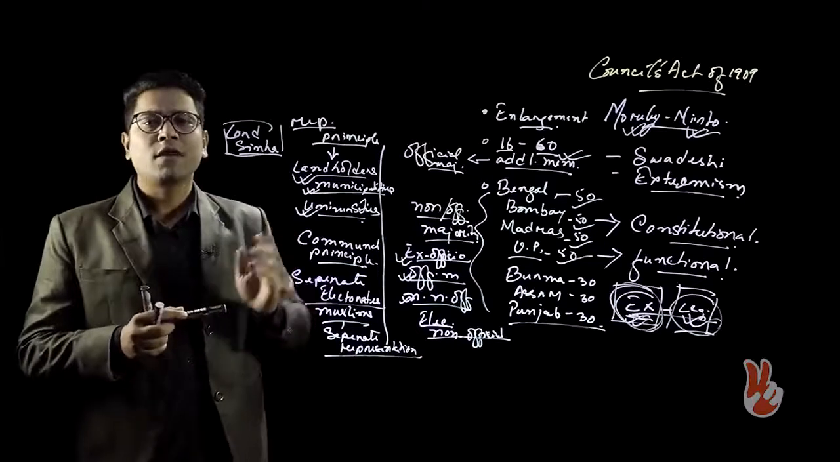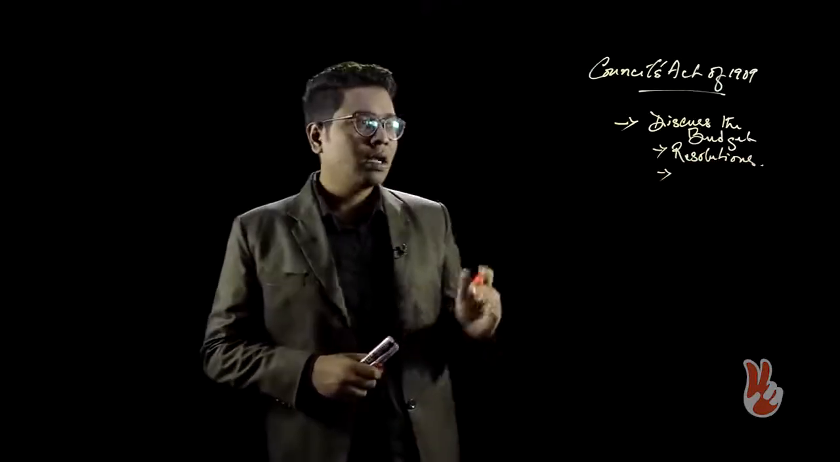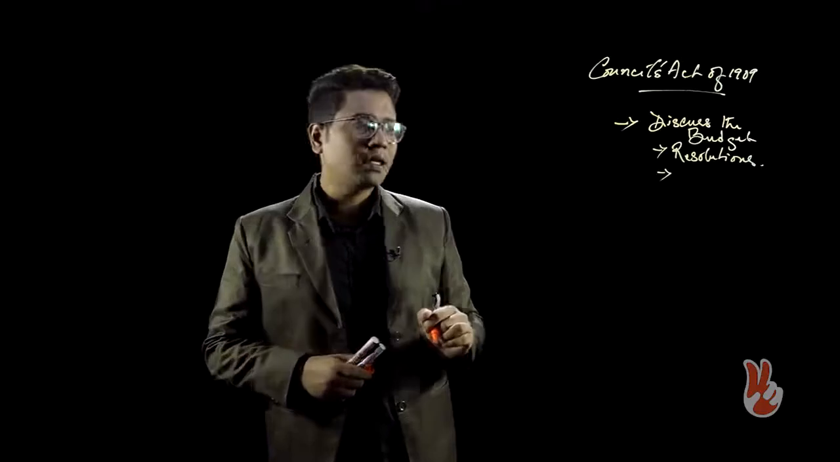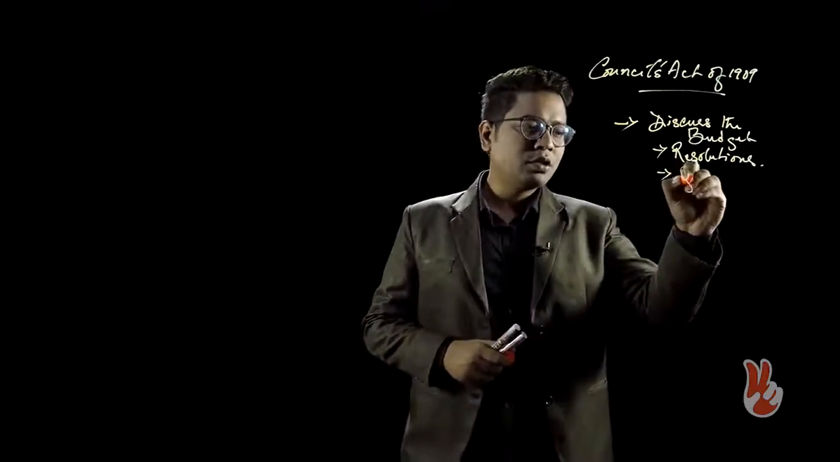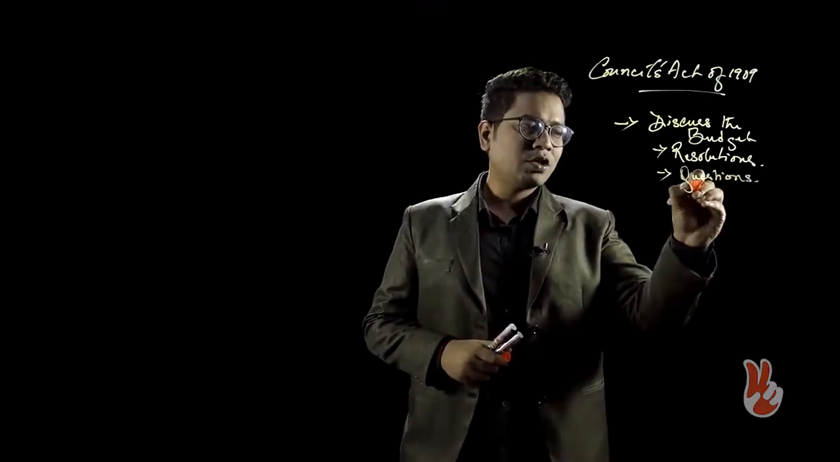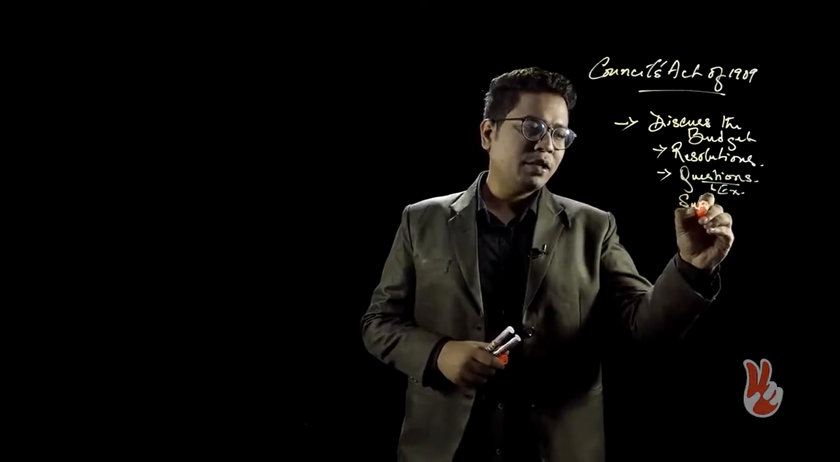Now we will look into the functional aspects. What will be the functions of these legislative assemblies? If we look at the functions of the legislative assemblies, we see that they can now discuss the budget and also pass resolutions on the budget. Apart from that, they can ask questions to the executive branch, and they can ask supplementary questions.